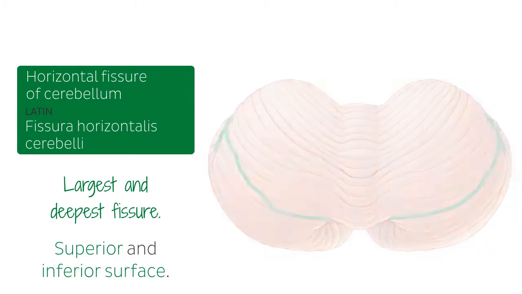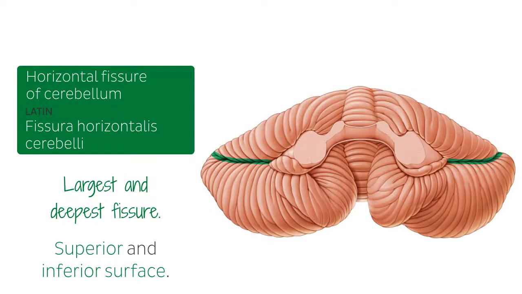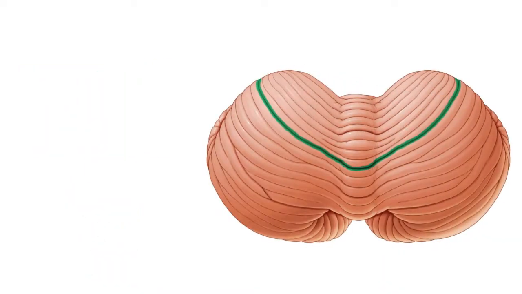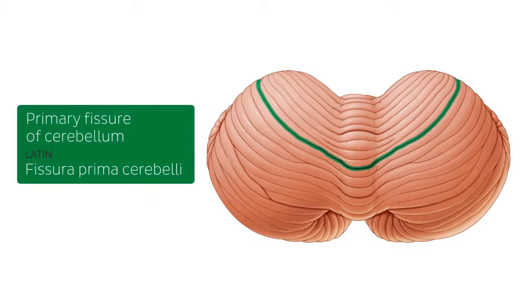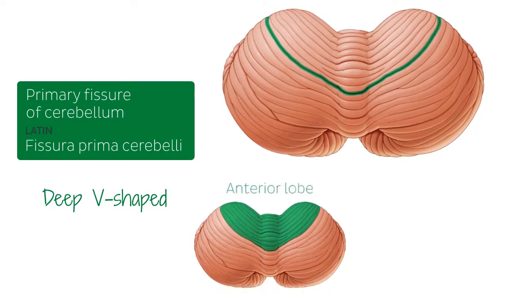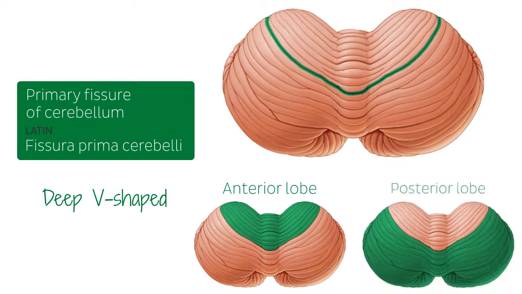You can also see here the horizontal fissure of the cerebellum from the caudal view of the cerebellum. The next one we have on the list is this one that you see now highlighted, which is known as the primary fissure of the cerebellum. Now, the primary fissure of the cerebellum is a deep V-shaped fissure that marks the upper surface of this structure and divides the cerebellum into the anterior lobe, which I can show you here in highlight, and also into the posterior lobe, as you can see also here highlighted in green.